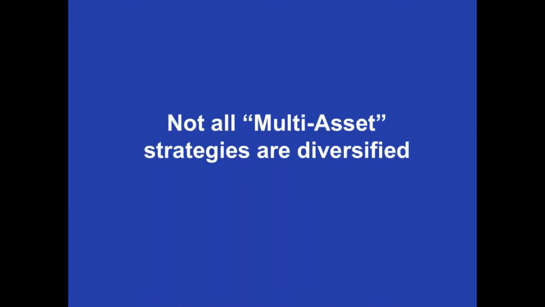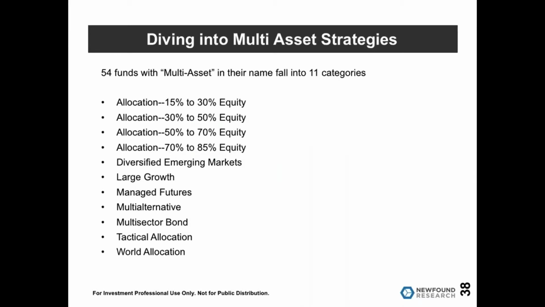So the driving principle behind this analysis is not all multi-asset strategies are diversified. And the reason I have multi-asset in quotes is because all of these strategies that we're going to look at are called multi-asset strategies in their name of the fund. So in the study, we looked at 54 different funds with the name multi-asset in their name. And they fell into 11 different categories on Morningstar. You can see that we had the allocation to equity that we saw before, things like large growth, but then things like managed futures, multi-alternative, multi-sector bond, tactical allocation, world allocation. So very different categories on Morningstar for the same named fund.